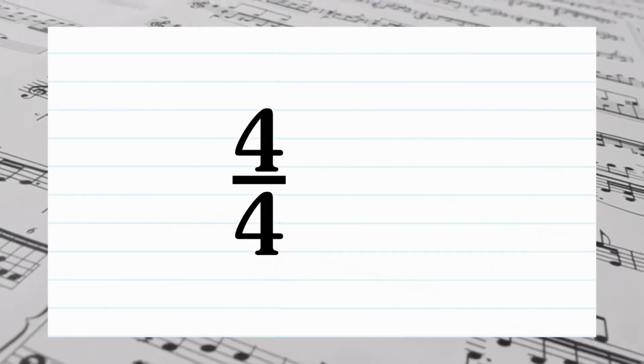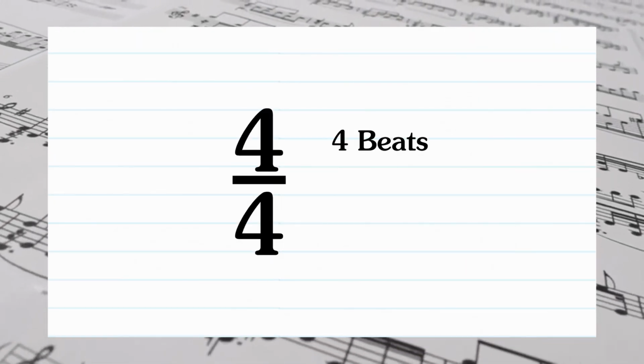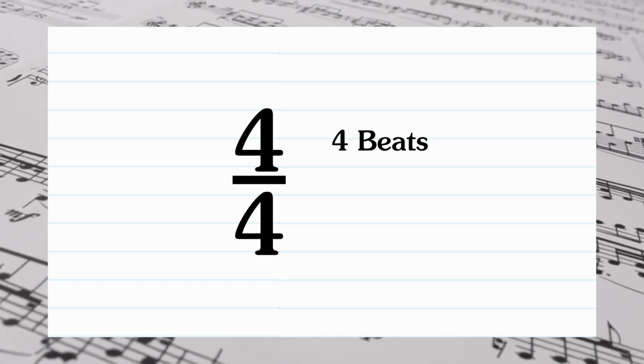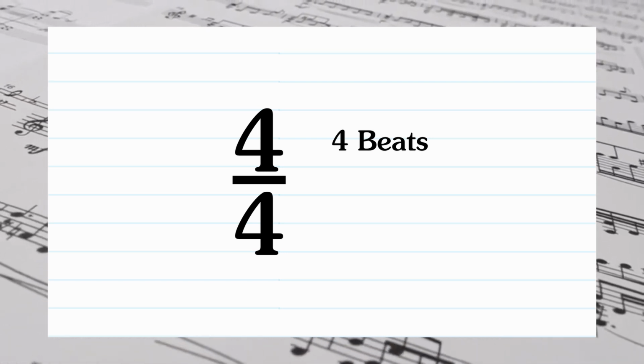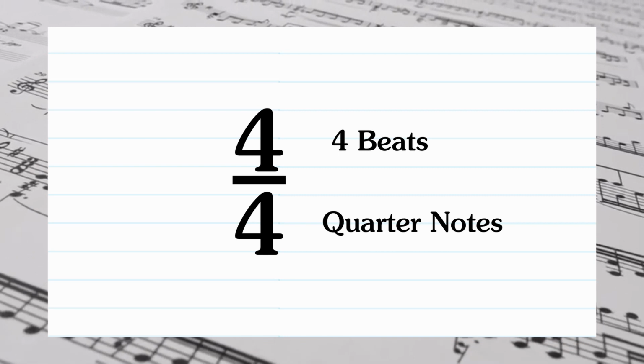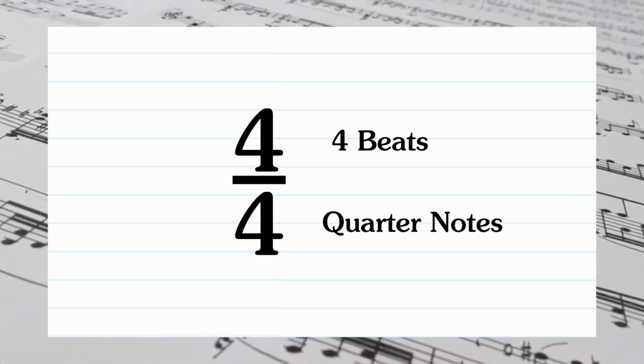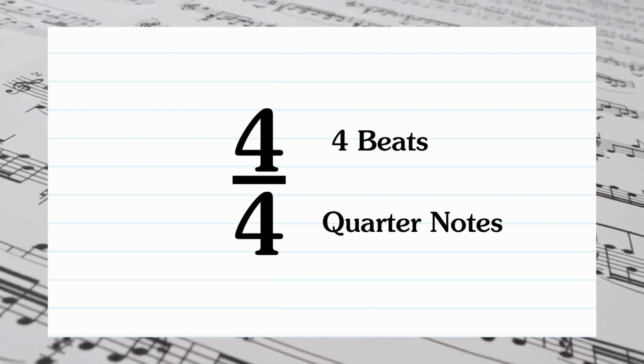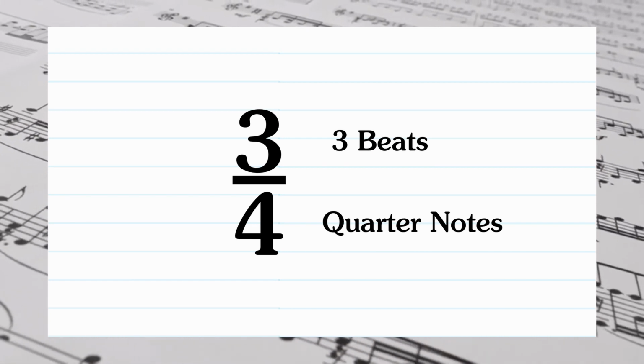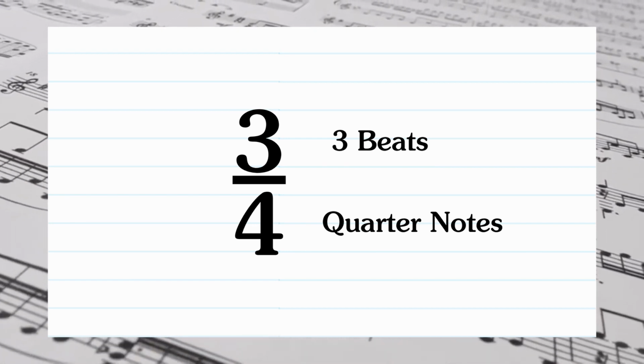If the top number says 4, it means we have 4 beats in one bar. If the bottom number says 4, it means we're talking about quarter notes. 4/4 time signature means 4 quarter notes. 3/4 time signature means 3 quarter notes, and so on.